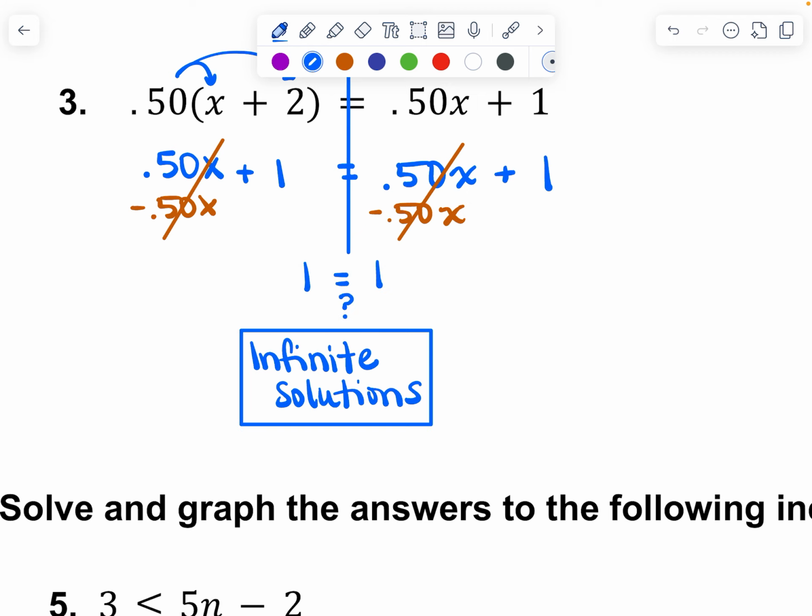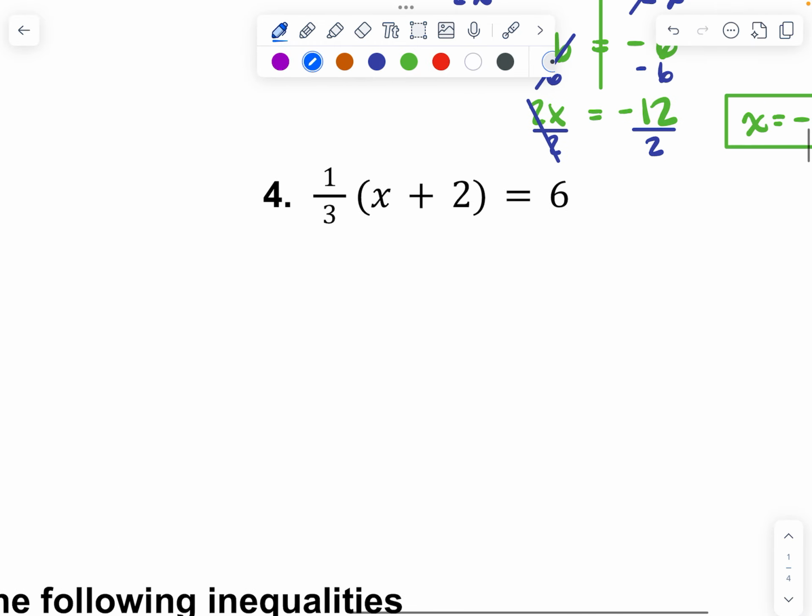Now, if you did this problem and you got something like 1 equals 5, well, that's not a true statement. So that would be your no solution special case, right? All right, moving on to our last one.